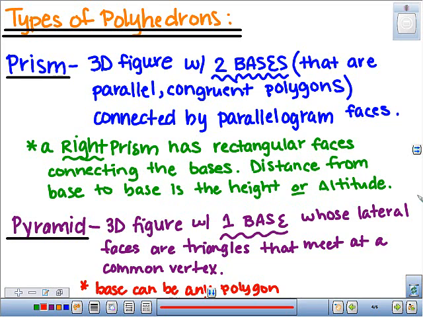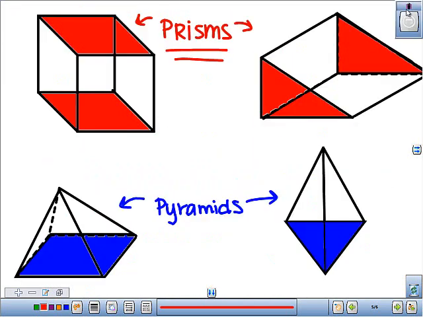A pyramid, on the other hand, is a 3D figure with only 1 base, and that's the example we were looking at just a second ago. That was a pyramid. There's 1 base, and all of those lateral faces meet at 1 common vertex. All of those faces are going to be triangular. The base of the pyramid can be any shape. It can be a triangle, rectangle, trapezoid. You can get into hexagons or pentagons, octagons.